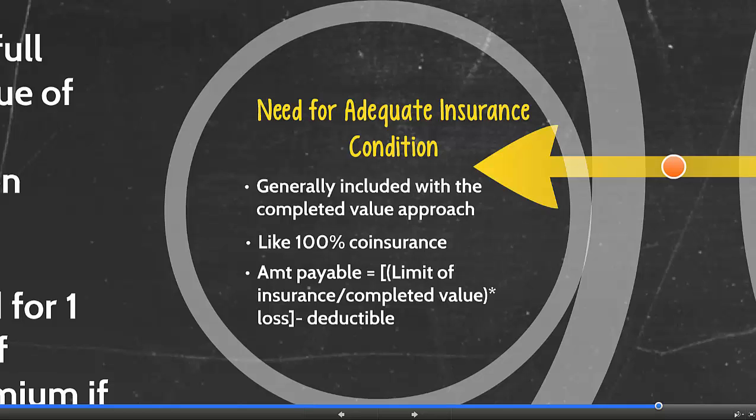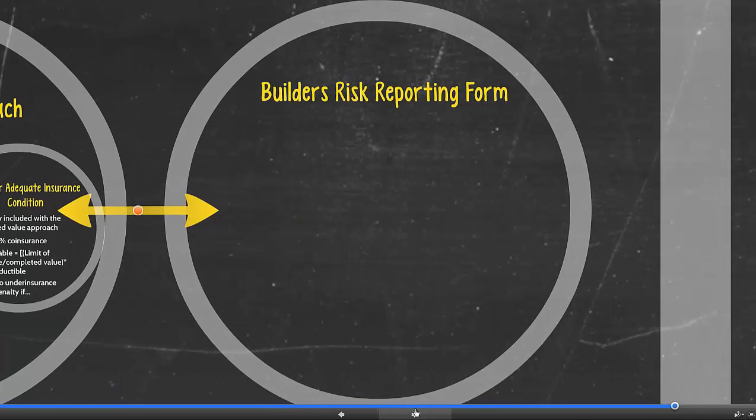The amount payable with a policy using the completed value approach is the limit of insurance divided by the completed value times the loss minus the deductible. There is no underinsurance penalty as long as, at the time of the loss, the limit of insurance equals or exceeds the building's completed value. The value of all permanent fixtures and decorations that constitute a part of the building must be included in the completed value calculation. The other alternative is the builder's risk reporting form.